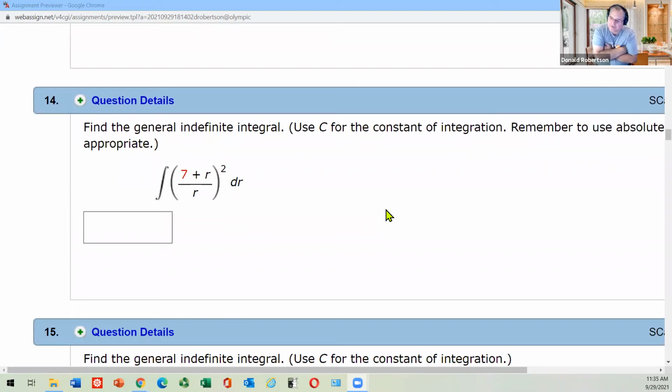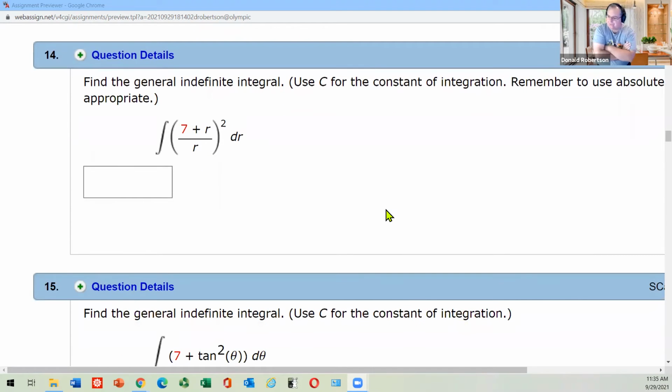Don't need to do this, but tell me what you should do. How would you tackle 14? You could distribute the squared to the top and the bottom. And then you should foil the top. If you did that, you would get 49 plus 14r plus r squared. And on the bottom, you get an r squared. And wouldn't that be one of those questions where you would then multiply the top by r to the -2 and do your thing? So that's how you would do that one.